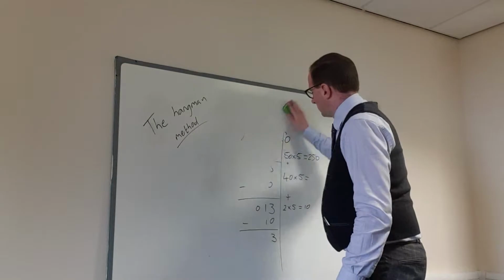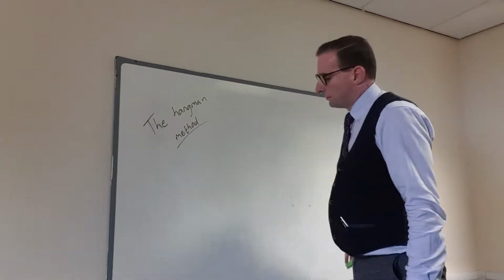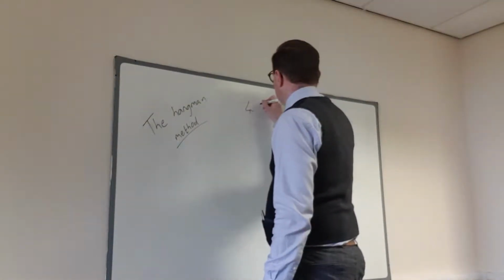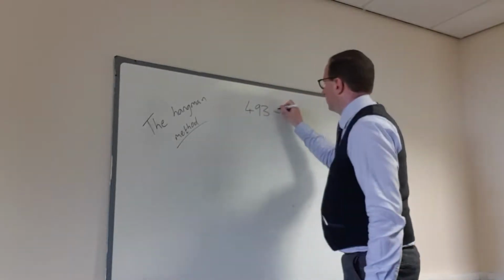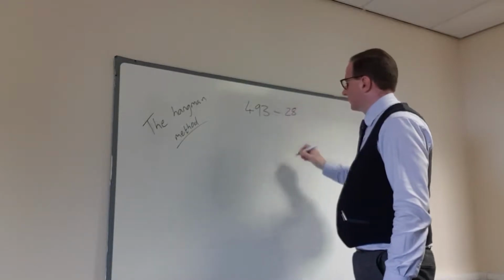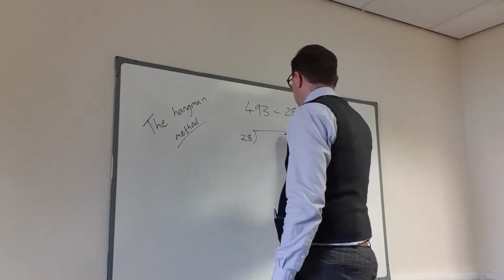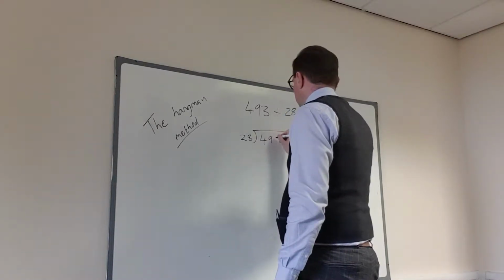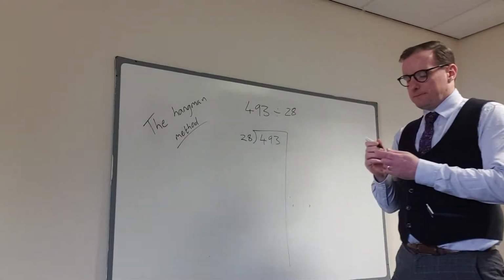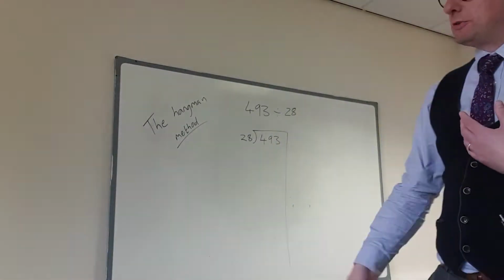So we'll look at a larger division. We'll look at 493, quite close to the other number, and divide that by 28. So 28 on this side, 493. And we'll play hangman with it again, as we did before. So, how many times is 28 going into 493?